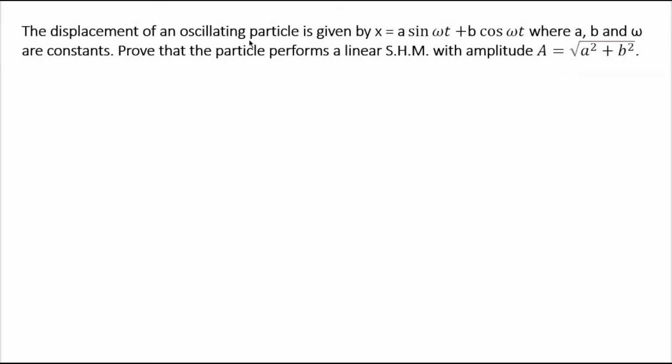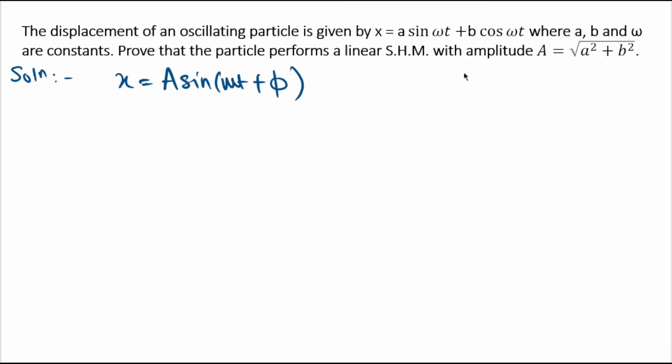The displacement of an oscillating particle is given by x equal to a sin omega t plus b cos omega t, where a, b and omega are constants. Prove that the particle performs a linear SHM with amplitude A equal to root under a square plus b square. So, solution: we know that the instantaneous displacement at any time t is given to us as x equal to A sin omega t plus phi. This is the phase difference, where A is the amplitude.